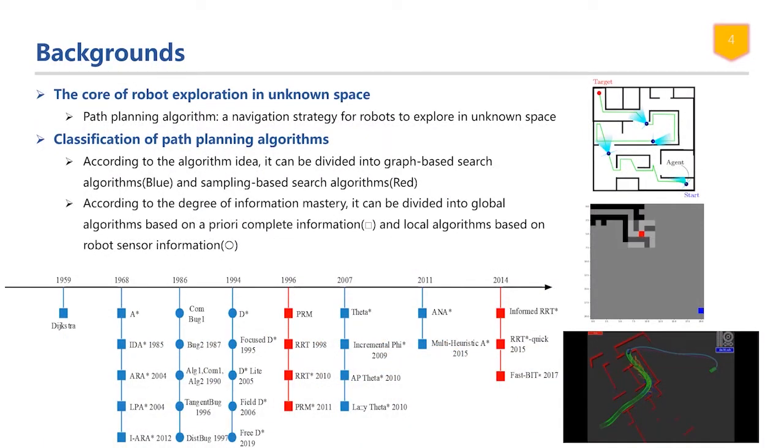Next is the application of path planning algorithms in robots. The core of robot exploration in unknown space is to use a suitable path planning algorithm for navigation. According to the algorithm idea, it can be divided into graph-based search algorithms and sampling-based search algorithms. According to the degree of information mastery, it can be divided into global algorithms based on a priori complete information and local algorithms based on robot sensor information.